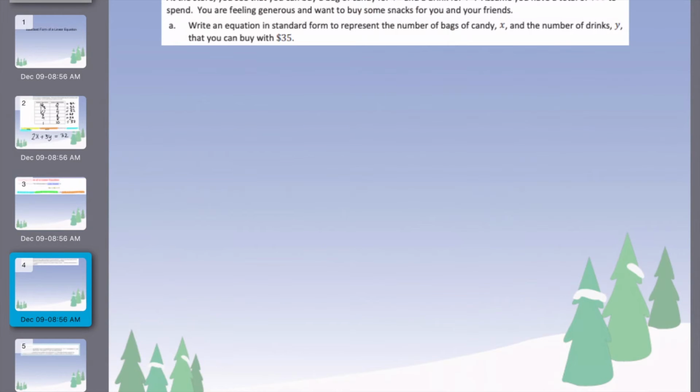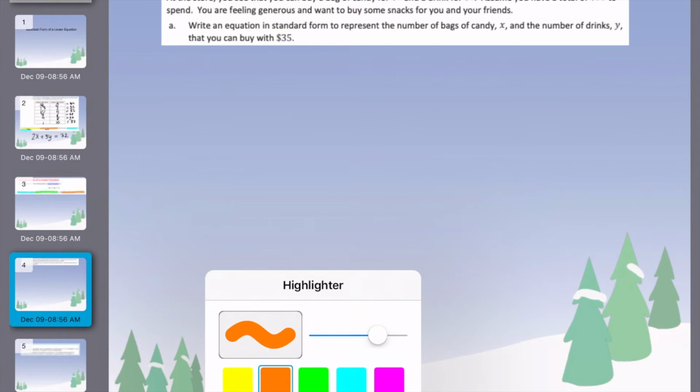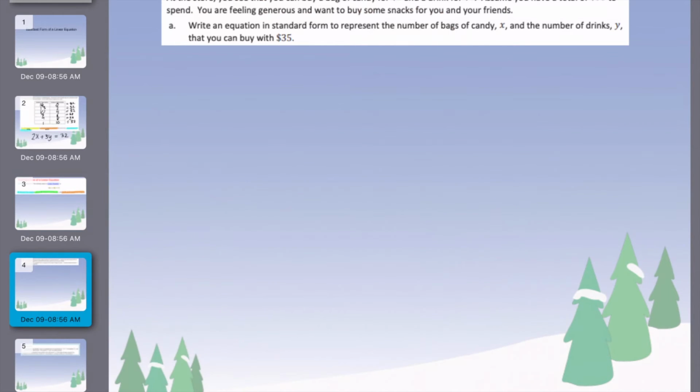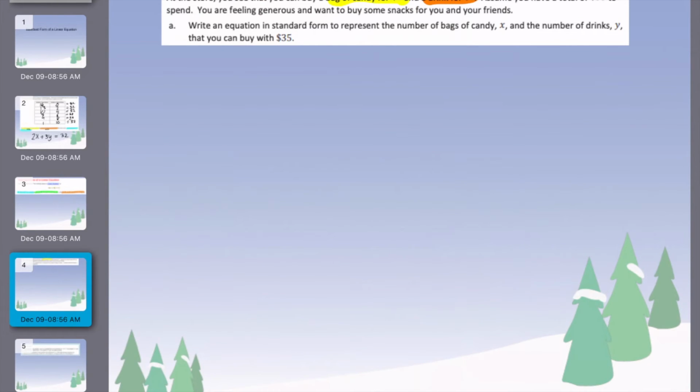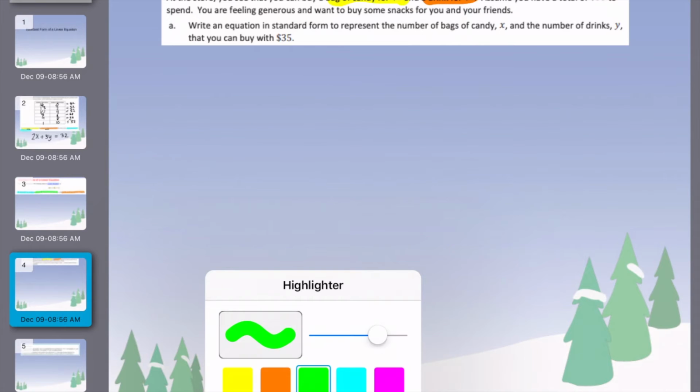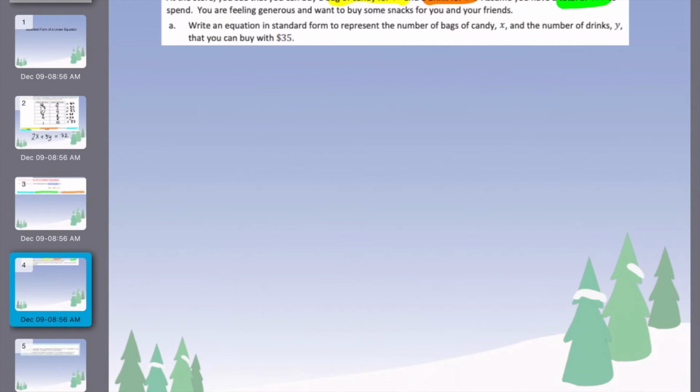At the store, you see that you can buy a bag of candy for $2 and a drink for $1. Assume that you have a total of $35 to spend. So let me highlight that stuff. Candy for $2, drink for $1, $35 to spend. Total of $35.